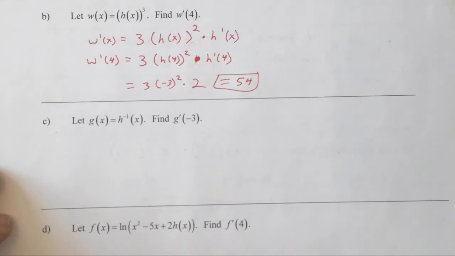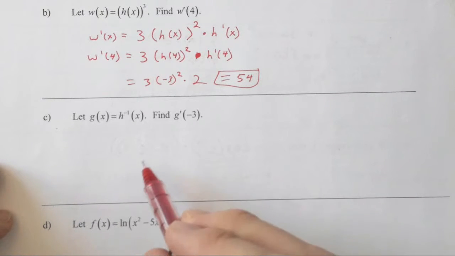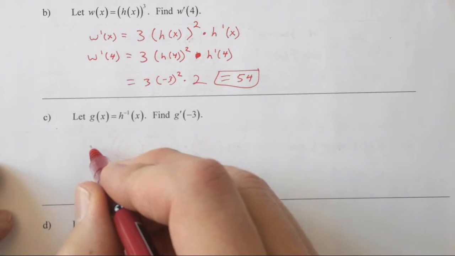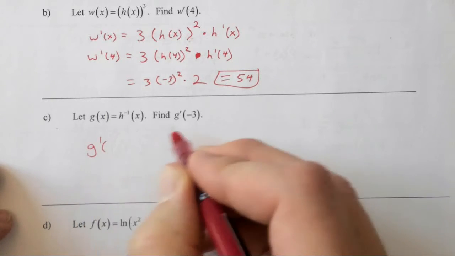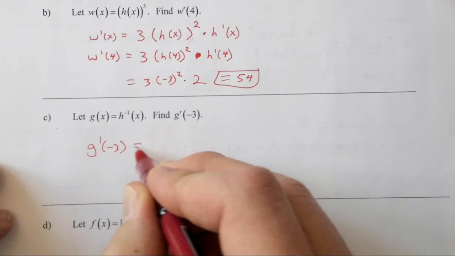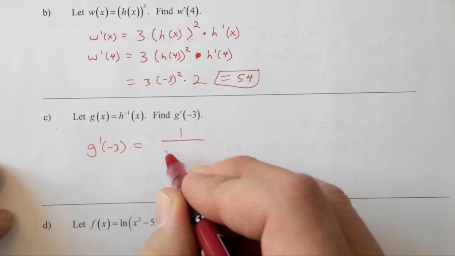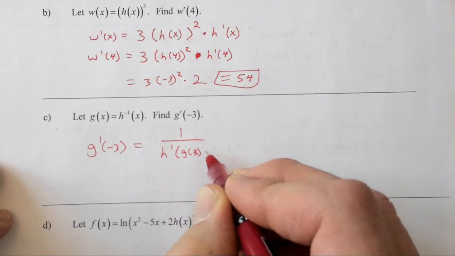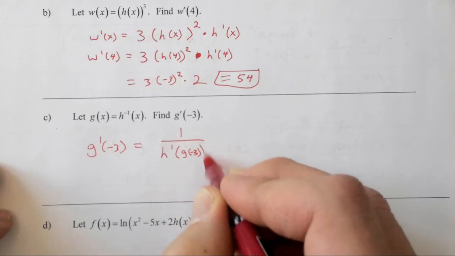All right. G of x is the inverse of h. Find g prime of 3. Well, g prime of negative 3. G prime of negative 3 will be 1 over h prime of g of negative 3. Negative 3, excuse me. There we go.